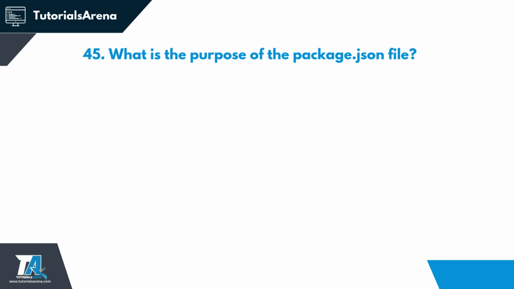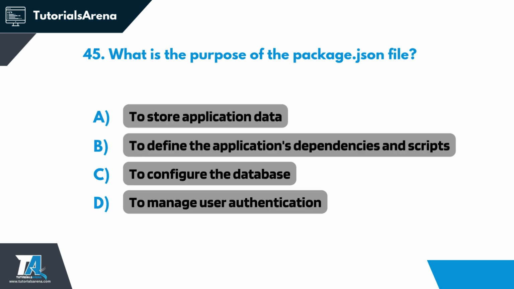Question 45. What is the purpose of the package.json file? The options are option A, to store application data. Option B, to define the application's dependencies and scripts. Option C, to configure the database. Option D, to manage user authentication. The correct answer is option B, to define the application's dependencies and scripts. Moving on to the next question.